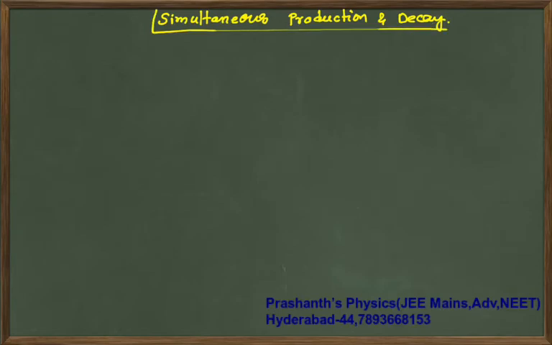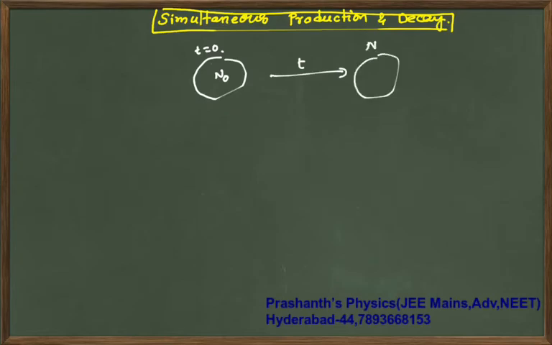Now here, simultaneous production and decay, what it is, I will tell you. Let us say you have N naught number of nuclei at t equal to 0. This is the number of nuclei present initially, no issues. After time t, how much is N? We have written N naught times e power minus lambda t.